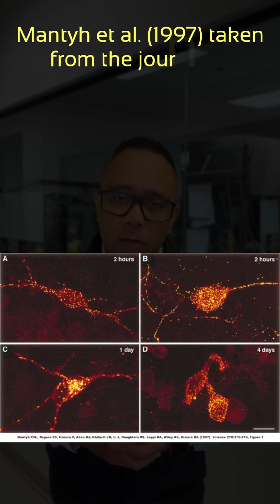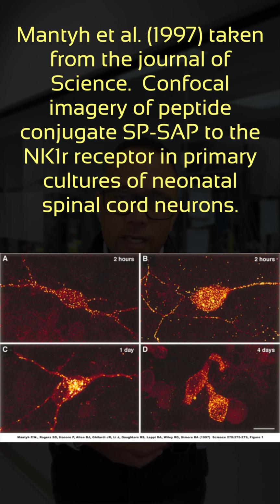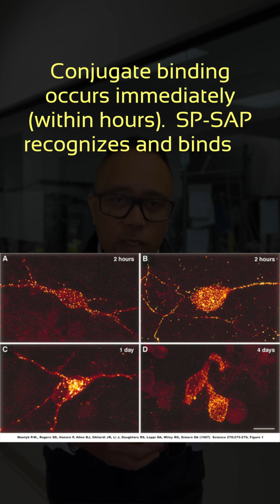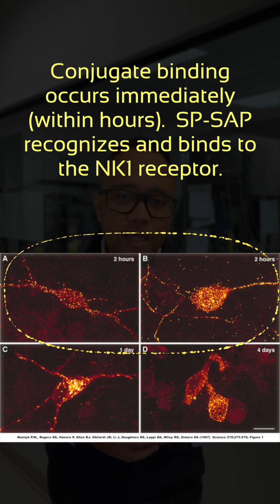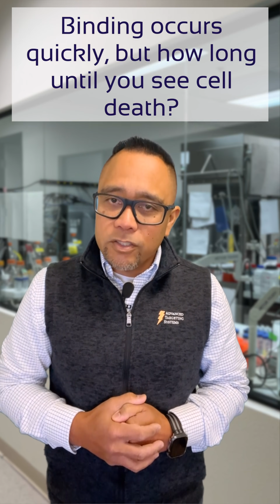Now, let's start with this image taken from Mantyh et al., which is taken from the Journal of Science. In this example, we are looking at confocal imagery of the binding and internalization of our peptide conjugate SP-SAP to the NK1 receptor in primary cultures of neonatal spinal cord neurons. As you can see, conjugate binding occurs immediately, where within hours the SP-SAP has recognized and bound to the NK1 receptor. Here we see the areas of concentrated NK1 receptor expression marked by yellow immunofluorescence. Now, binding occurs quickly, but the question is still how long until you see cell death?